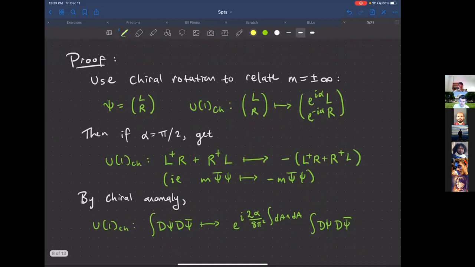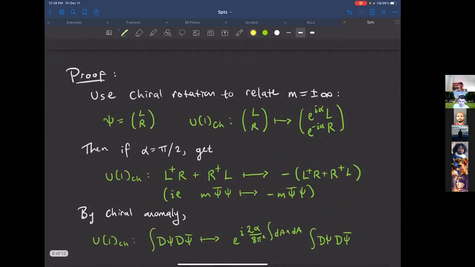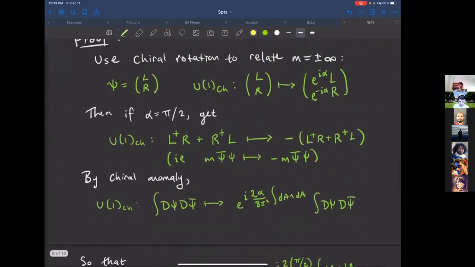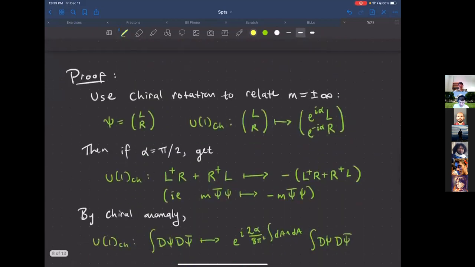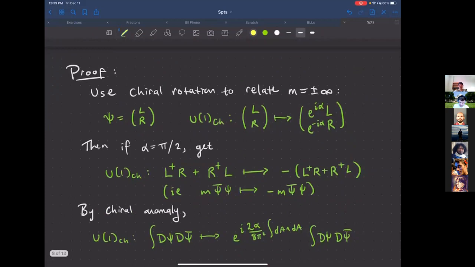If that is not true, we can discuss how this works briefly. But the idea to prove this statement here is to perform a chiral rotation. A chiral rotation is the U(1) symmetry which acts on the left component of the fermion and the right component of the fermion with opposite phases in this way.